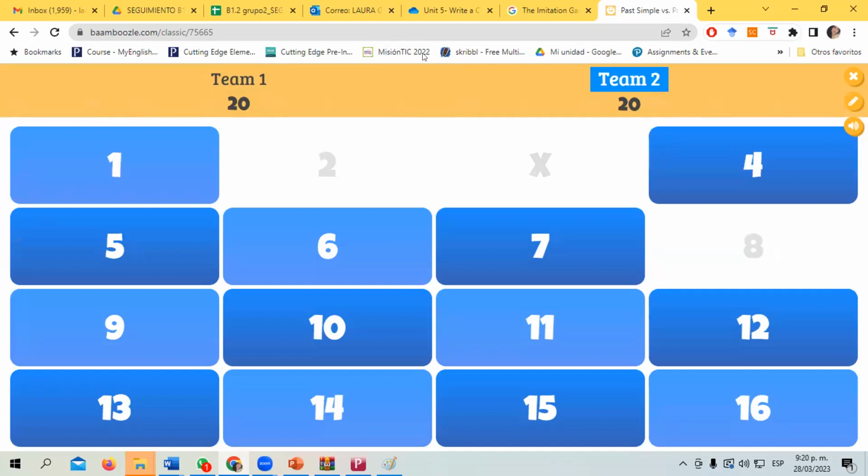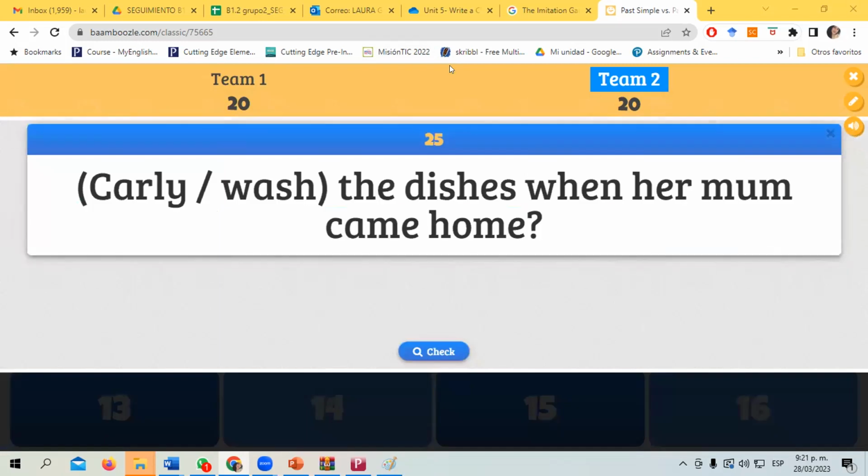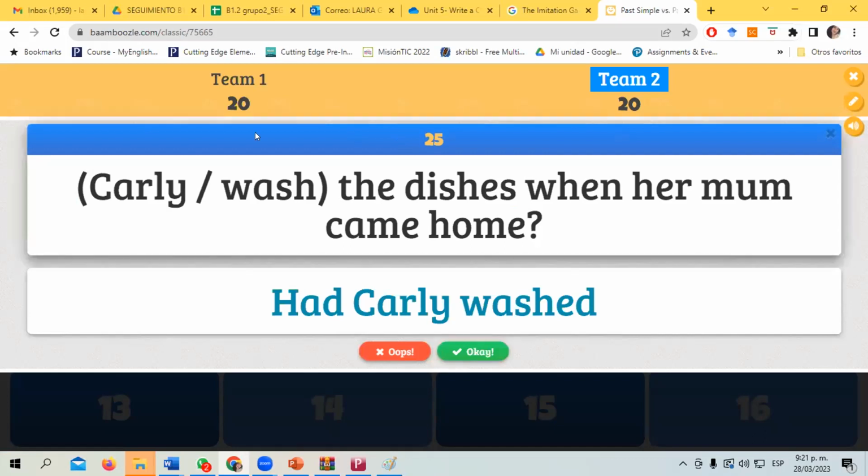All right. Group 2. Maybe Natalia. Choose a number, please. Six. Number 6. Okay, there you have it. Carly had washed the dishes when her mom came home. All right, remember, it's a question. Had Carly washed the dishes when her mom came home? Yes, so the question goes, had at the beginning.